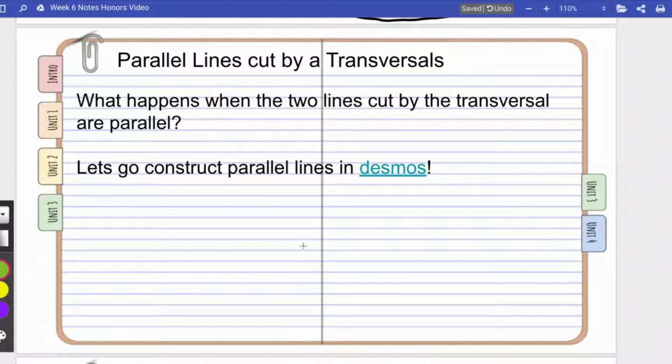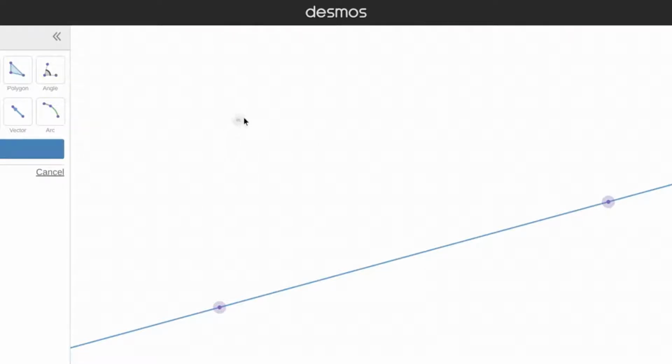Okay, so parallel lines cut by transversal. What happens when the two lines cut by the transversal end up being parallel? Okay, let's draw a line anywhere in Desmos. I'm going to put a point out here anywhere you want. If I want to construct a line that's parallel to the blue line but goes through that point, I come down here to look at parallel lines. It says choose a line to set the slope. Well, we want it parallel to this line, so we're going to choose that line. And it says choose a point to set location. So let's choose this point.